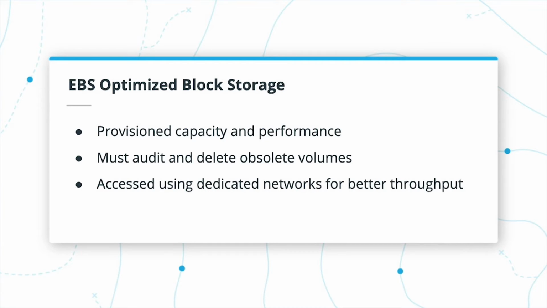EBS volumes attached to EBS-optimized instances can be accessed using dedicated networks, whereas non-EBS-optimized instances use shared networks. Of course, dedicated network connections to storage provide increased throughput options. Non-EBS-optimized instances share the network with all the rest of the local traffic.